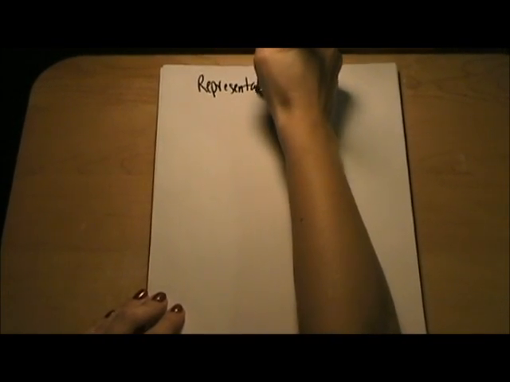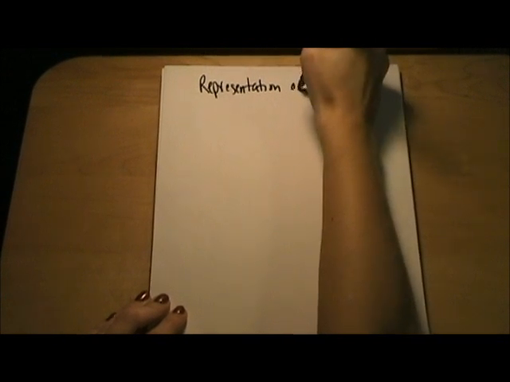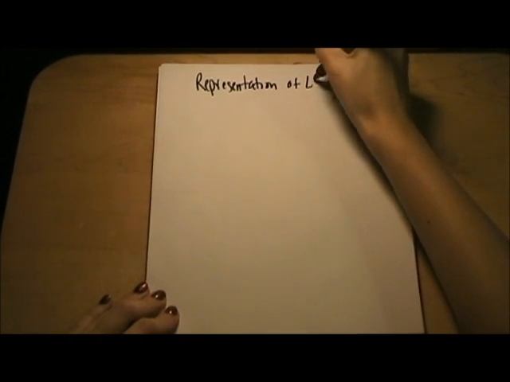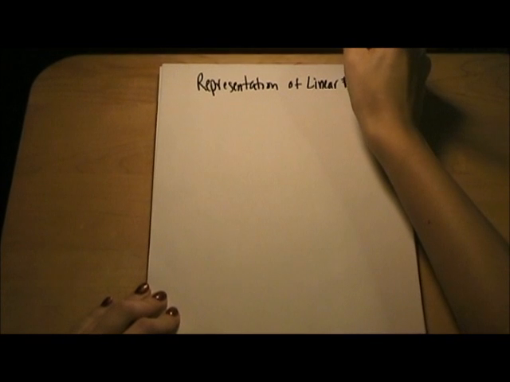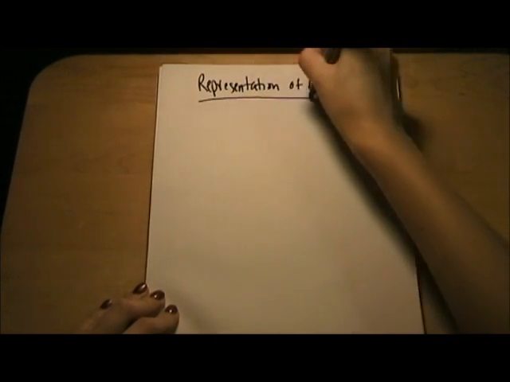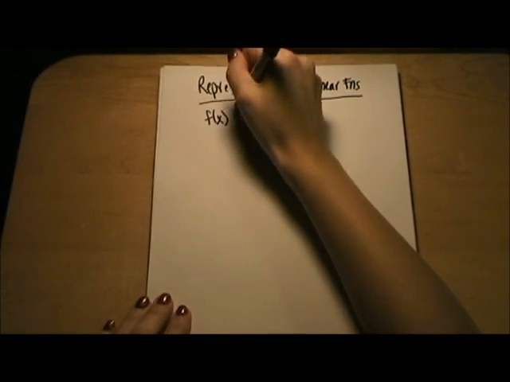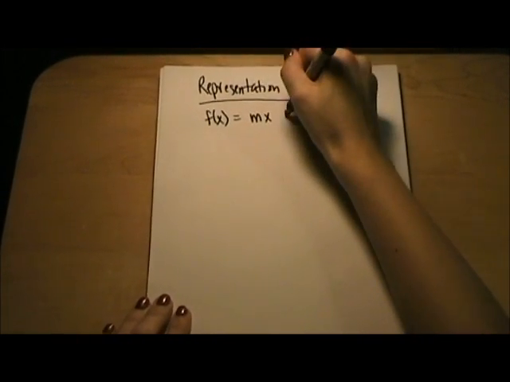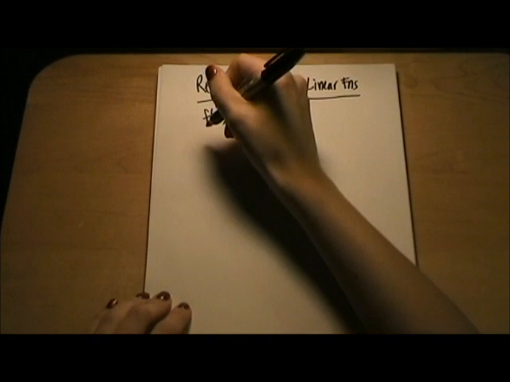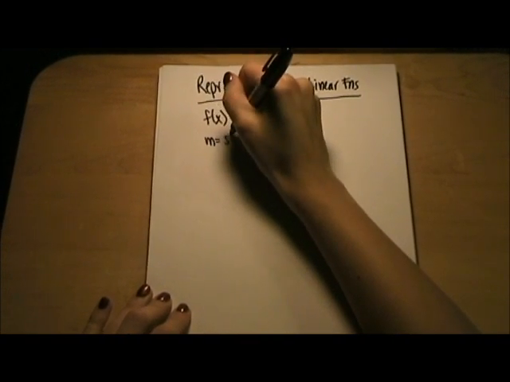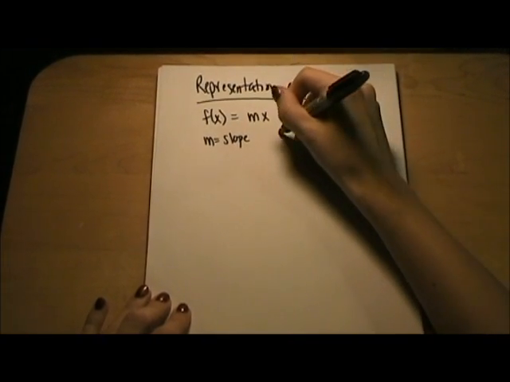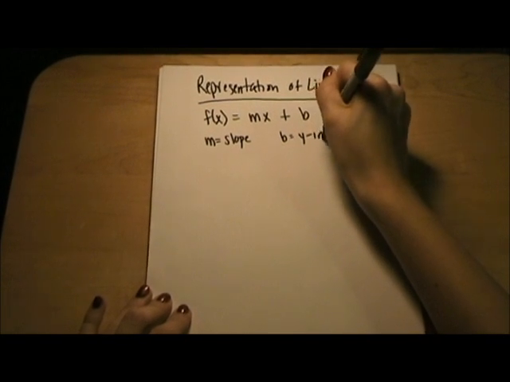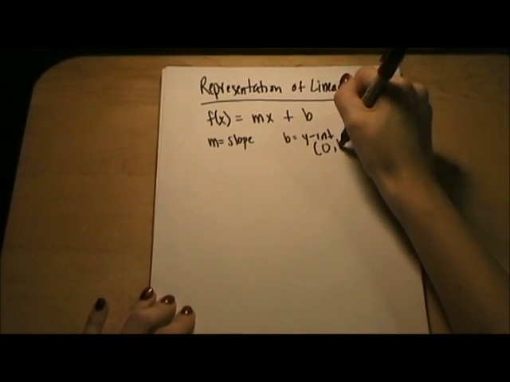Representations of a linear function should look familiar. f of x equals mx plus b. Remember, m is our slope and b is our y-intercept, so some point 0, comma b.